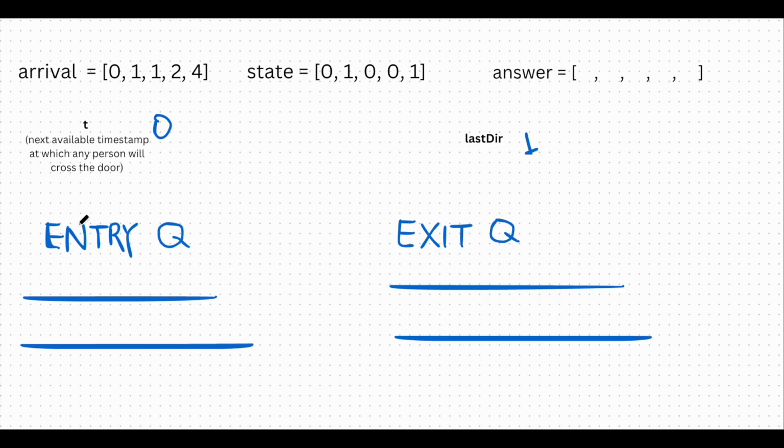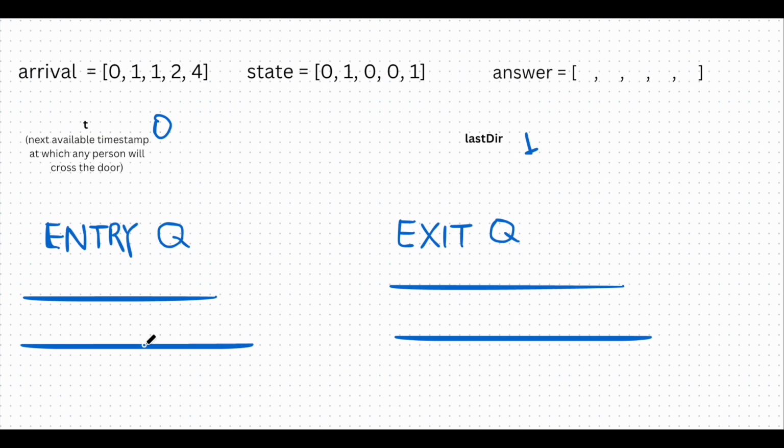We are also maintaining two queues, an entry queue and an exit queue. A queue here is a good choice, as for any two people with the same arrival time who want to go in the same direction, the one with the lower index will be considered first, as we will be traversing the arrival array from left to right.